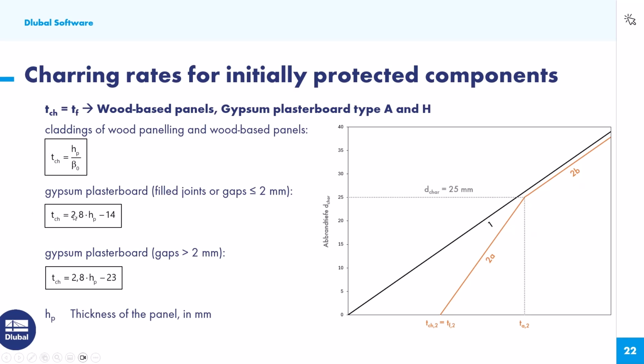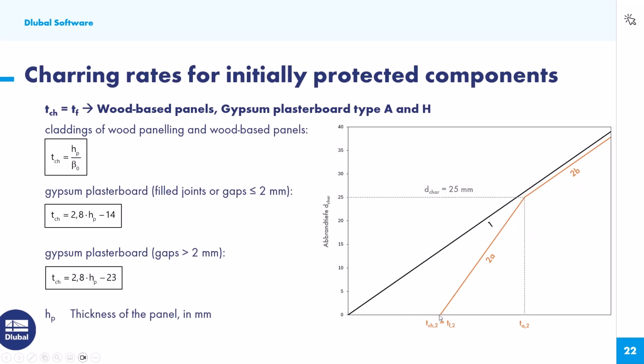Yeah, for the, I guess, most common case using gypsum plasterboards, we have equations in the Eurocode for fill joints or gaps smaller than 2 millimeters, or for gaps higher than 2 millimeters. So for a typical 12.5 millimeter plasterboard, the charring time here is 21 minutes. So the delay, the fire will start 20 minutes later.